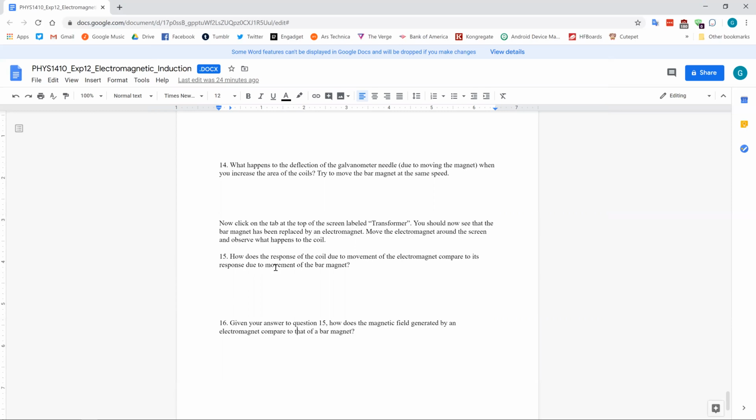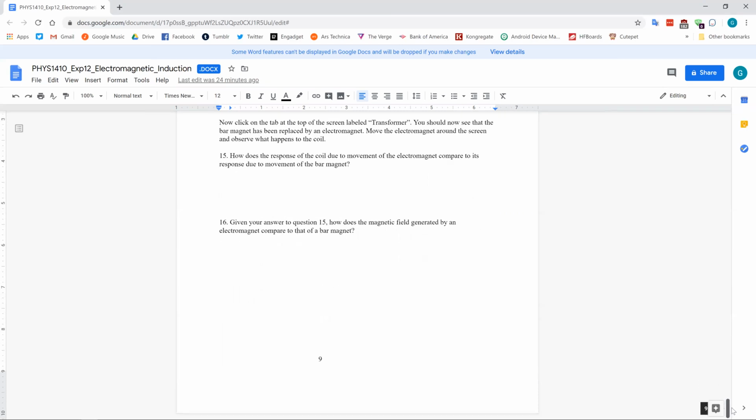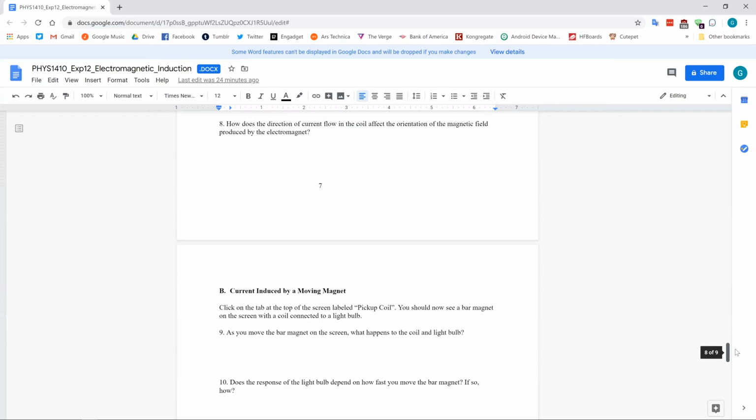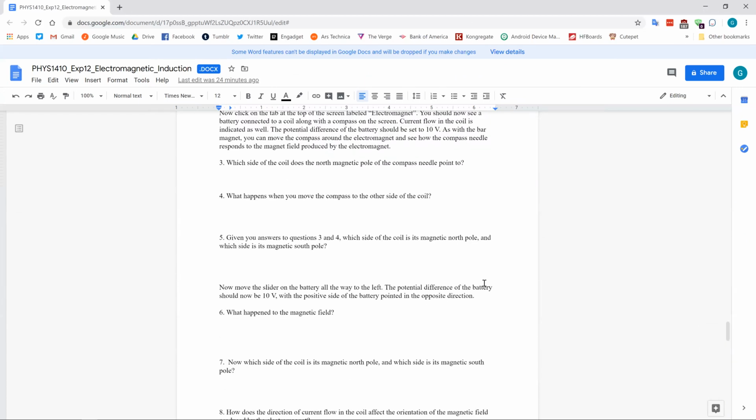So this is just asking how the response to the electromagnet compares. And then given that, what does this mean about the magnetic field created by the electromagnet as compared to a permanent bar magnet? And that's it. So this one is very conceptual. There's no numbers involved really at all. On the part where you're using the indicator, you can say, well, I got to the second notch, but it's not really necessary.